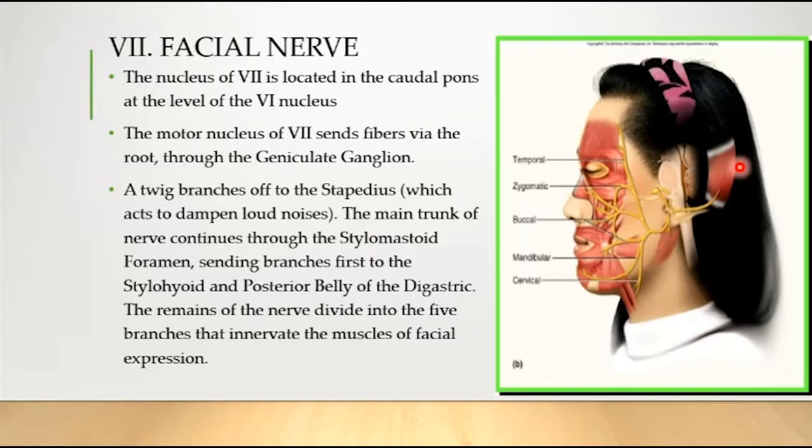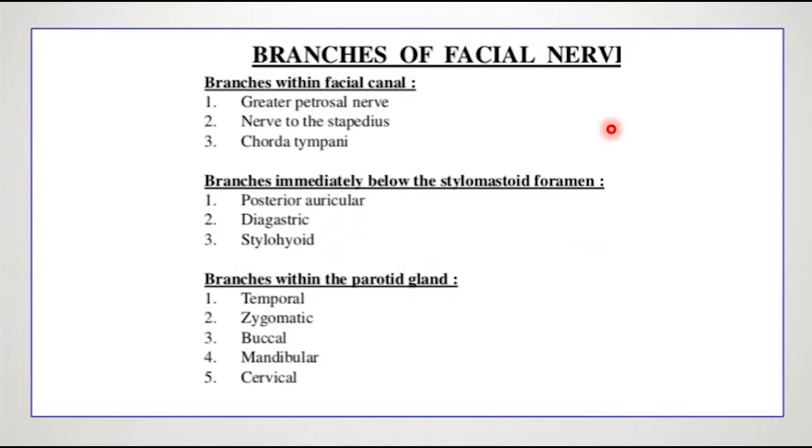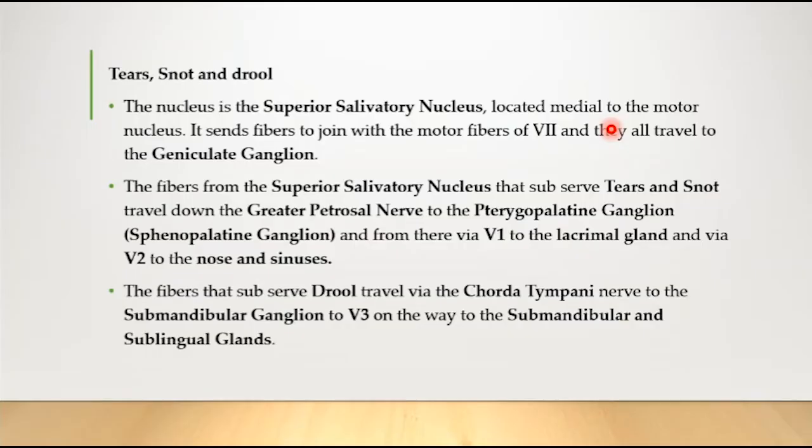Yes. So the facial nerve is located in the caudal pons at the level of the abducens nucleus, and it sends a branch to the stapedius, which dampens loud noises, and patients usually present with hyperacusis. And then it continues through the stylomastoid foramen, sending branches to the stylohyoid and the posterior belly of the digastric, and then the remaining branches supply the muscles of facial expression. These are the five branches: the temporal, the zygomatic, the buccal, the mandibular, and the cervical. We talked about this, the branches.